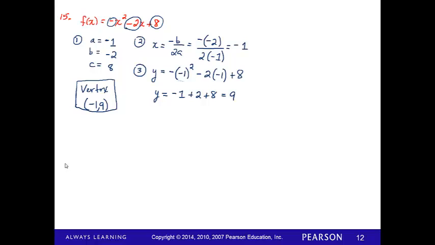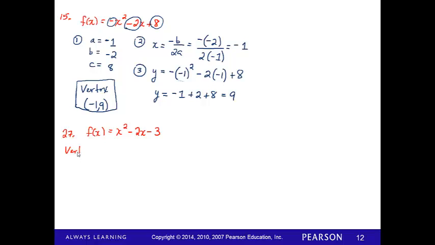Okay, number 27. It says use the vertex and the intercepts to sketch the graph of each quadratic function. Give the equation of the parabola's axis of symmetry. Use the graph to determine the function's domain and range. Number 27. We have f(x) = x² - 2x - 3.